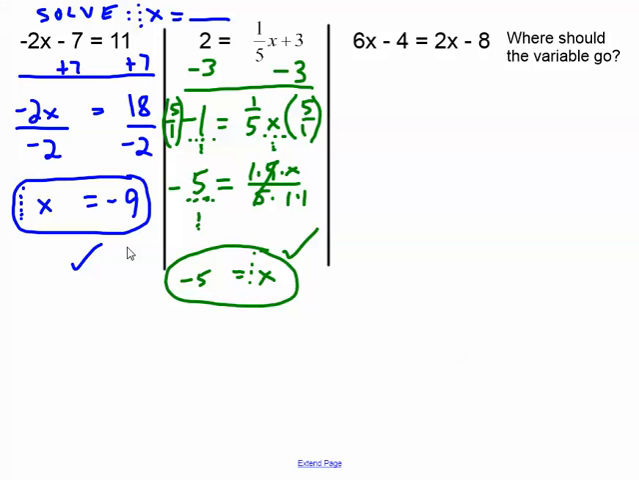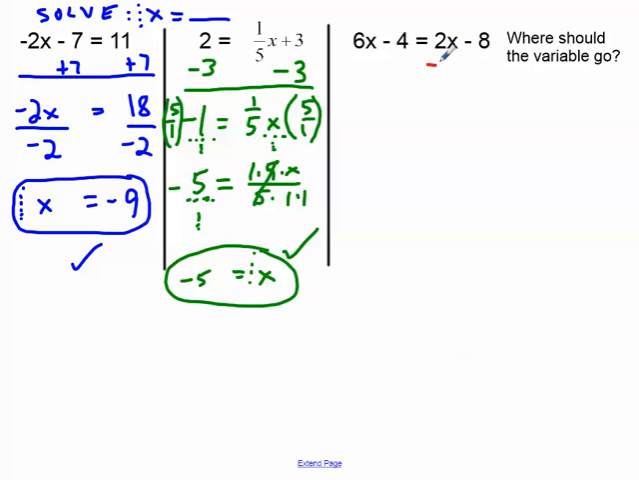All right, last one on the right side. What do we do with this one? I've got 6x minus 4 equals 2x minus 8. Here's where we play middle school dance. Where does the variable go? Doesn't matter, because we can get to the same answer either way. I'm going to move the smaller x's over to the left. And my first thought is move the x's.